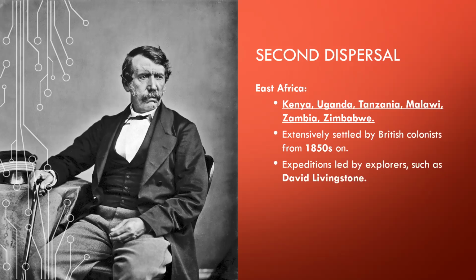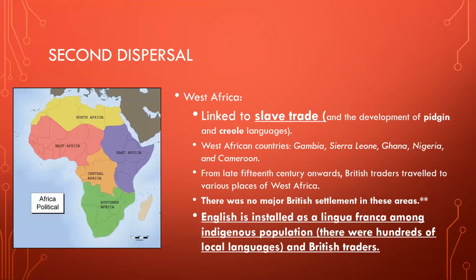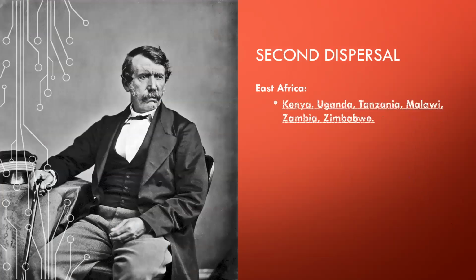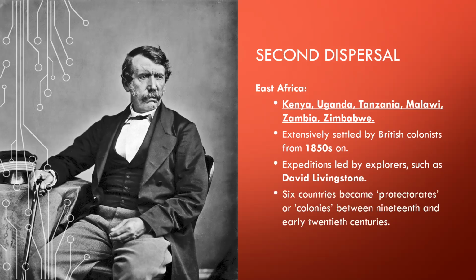So after West Africa, if you look at the timeline, 1819, at the same time we have East Africa. One of the famous explorers of East Africa is David Livingstone. He, alongside others, led to the creation of 6 countries that became protectorates or colonies between the 19th and early 20th centuries in East Africa. So protectorates or colonies of Britain.